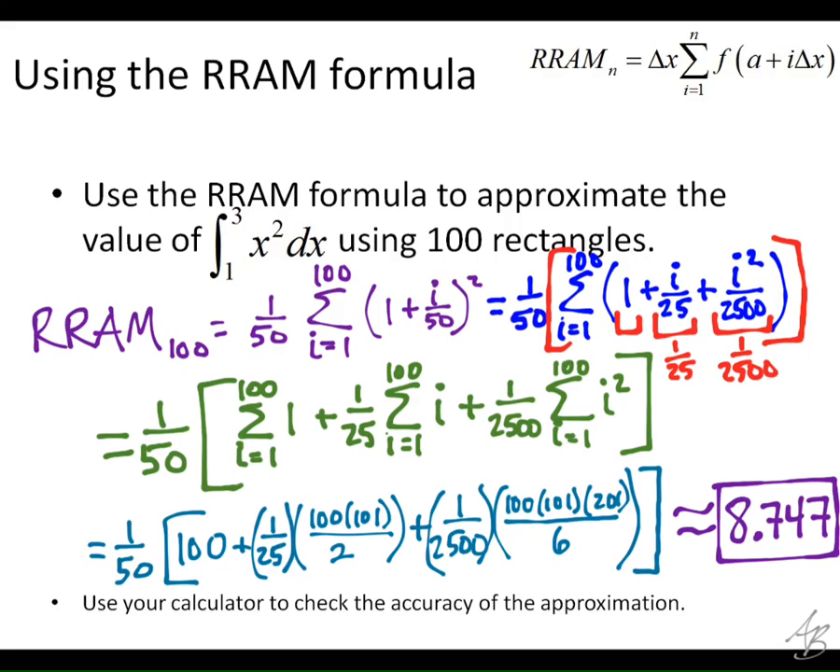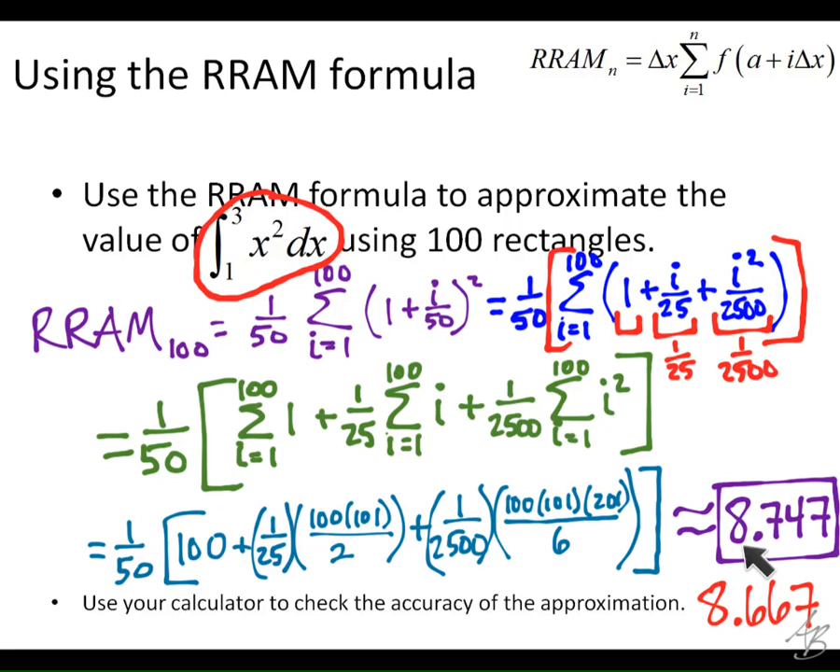It should be. But what do we know about this approximation? It's still an over approximation, right? This should be bigger than the actual value. So what I want you to do right now, if you haven't done it already, is type this into your calculator. Figure out what the value of that integral actually is to the nearest thousandth. We'll round it to the nearest thousandth since we rounded this to the nearest thousandth. 8.667 rounded to the nearest thousandth.